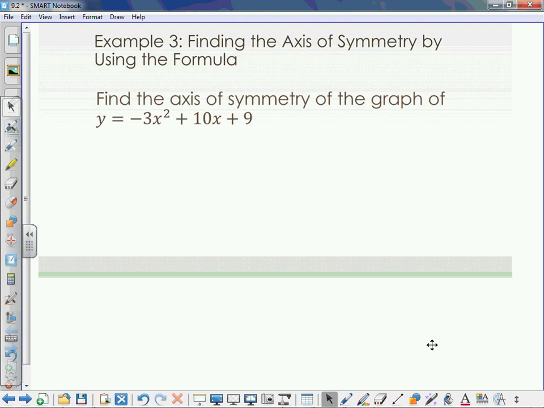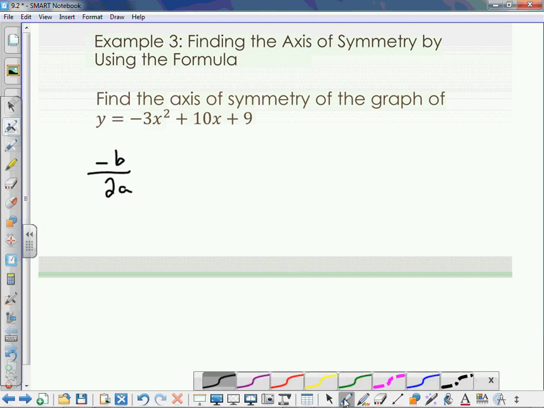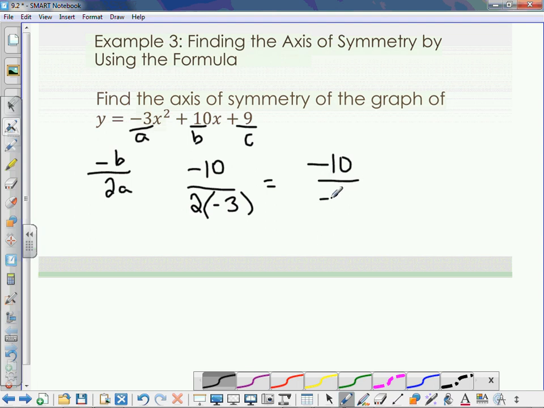Let's start with an example. Okay, so we're going to find the axis of symmetry of this equation. So I'm going to find negative b over 2a. Okay, so let me identify a, b, and c here. A, B, and C are only numbers. So negative 3 is the A, 10 is the B, and 9 is the C. So for negative B, it would be negative 10 over 2 times negative 3. So we get negative 10 over 2 times negative 3, which is negative 6.